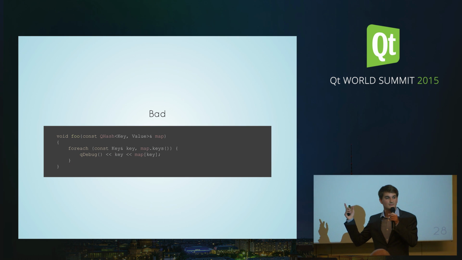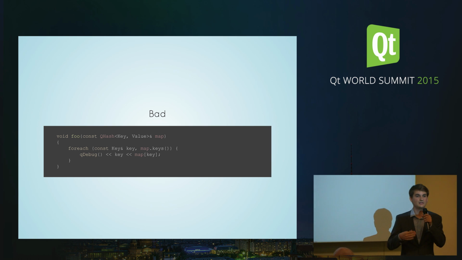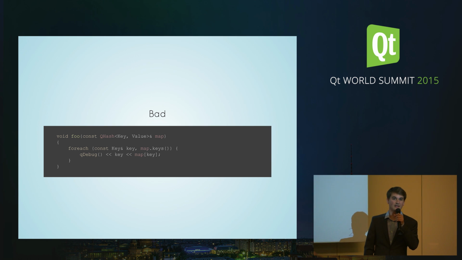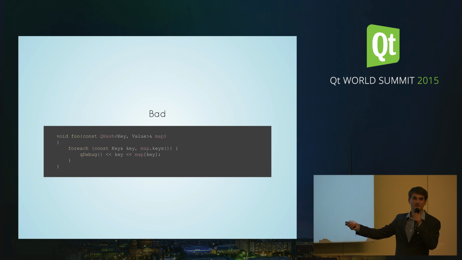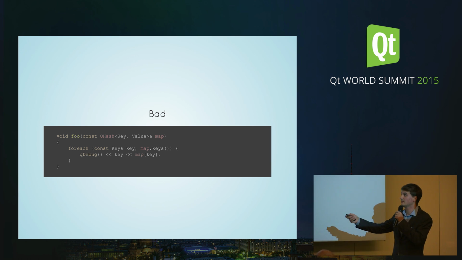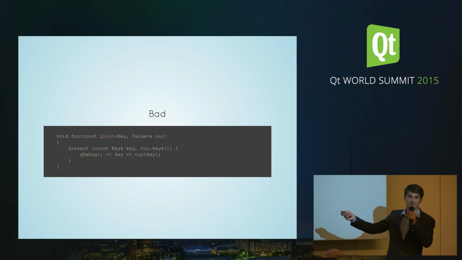Then again, I've seen many people misusing the API to iterate over these associative containers in Qt. So what you want to do here is get both the key and the value in a loop. And what they do is they foreach over the keys, and then they use the key and do a lookup for the value.